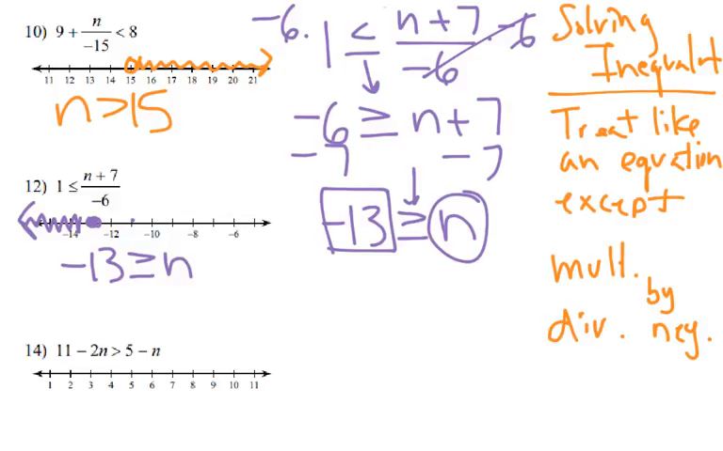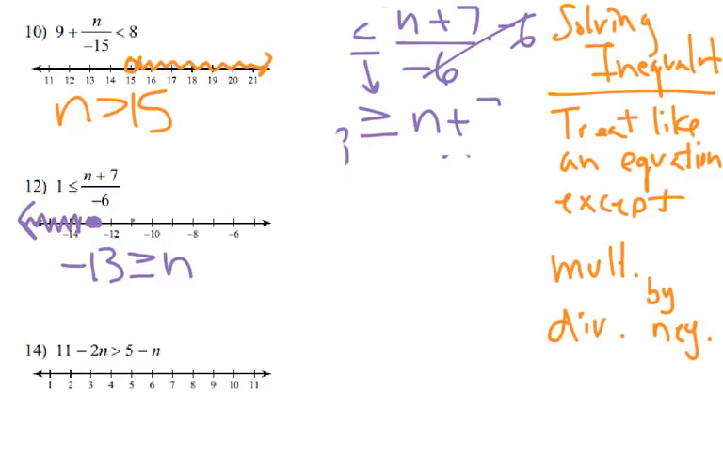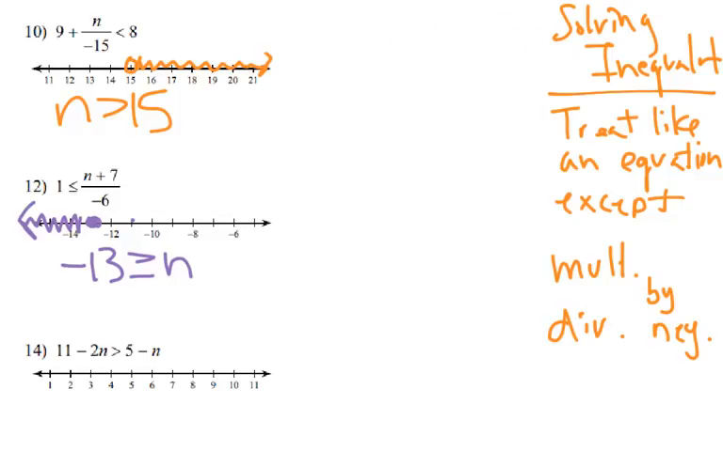Okay, this is the same as n is less than or equal to negative 13. Same thing. You can rewrite it backwards if that helps. If you like to put the variable on the other side, just make sure that your inequality follows it. Okay, the last one here, 14.